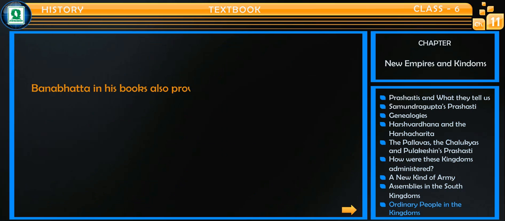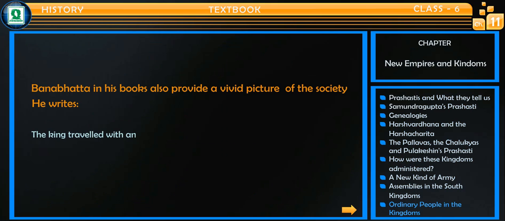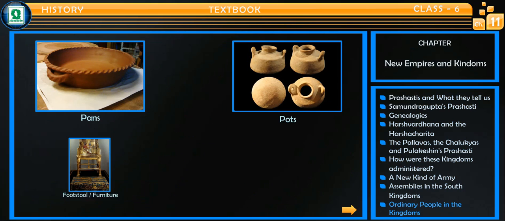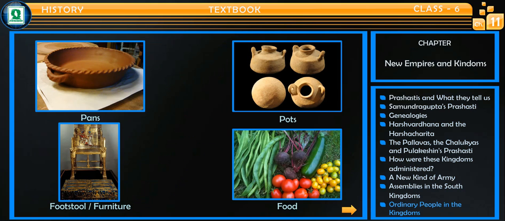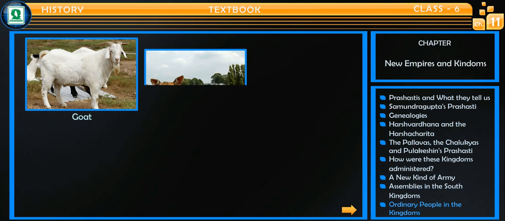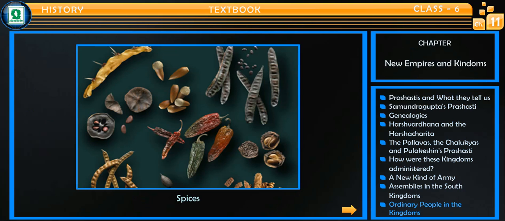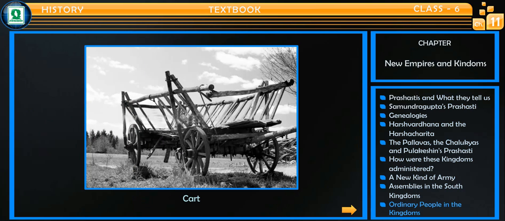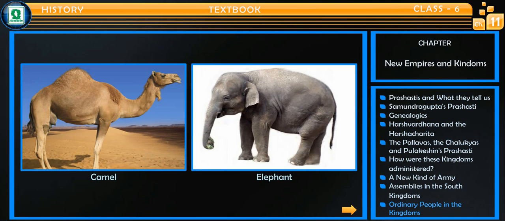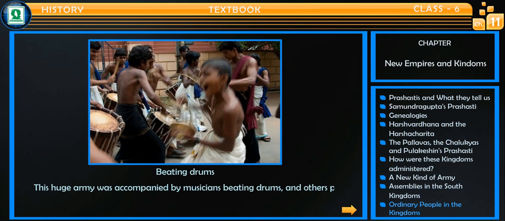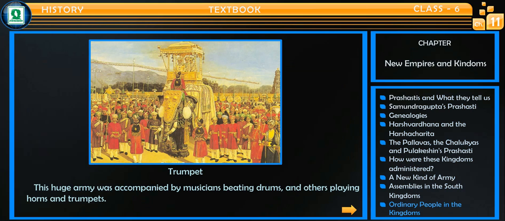Banabhatta in his books also provides a vivid picture of the society. He writes that the king traveled with an enormous amount of equipment. Apart from weapons, there were things of daily use such as pots, pans, furniture, golden footstools, food, including animals such as goats, deer, rabbits, vegetables, and spices, carried on carts or loaded onto the backs of animals such as camels and elephants. This huge army was accompanied by musicians beating drums and others playing horns and trumpets.